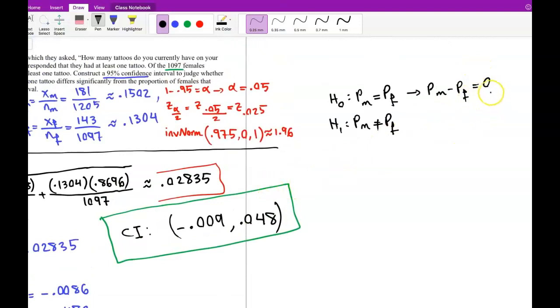And I want to see if I have that 0 in this interval. If I had that 0 in this interval, that means I'm not able to reject this null hypothesis. So since I have this 0 in this interval, it means these two population proportions are equal. Since these two are equal and the difference is equal to 0, and that 0 is in this interval, we're not able to reject the null hypothesis.